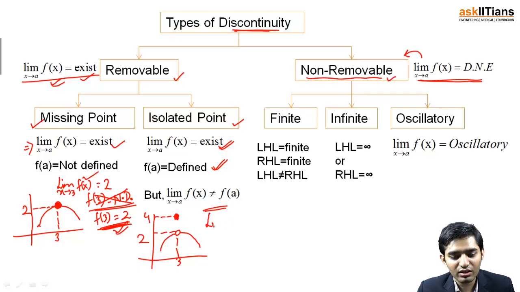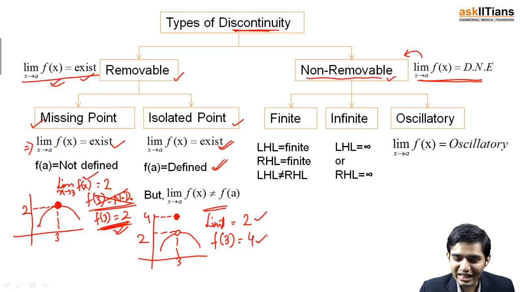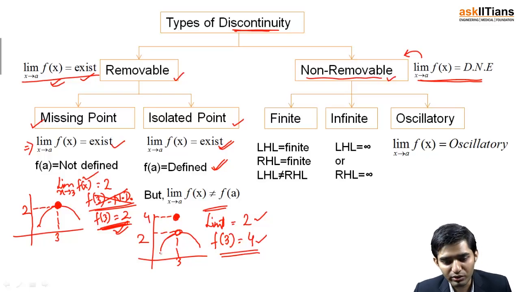So what will be the limit? The limit of the function will be nothing but 2. And what will be the value of the function? The value of the function at x equal to 3 will be 4, because here there is a dot. So the limit exists, the function is also defined, but both of them are not equal. So this point is basically isolated. It is separated from this part and brought here. This type of discontinuity is called isolated point type discontinuity.